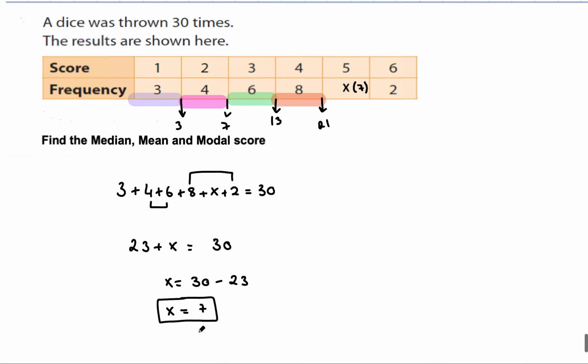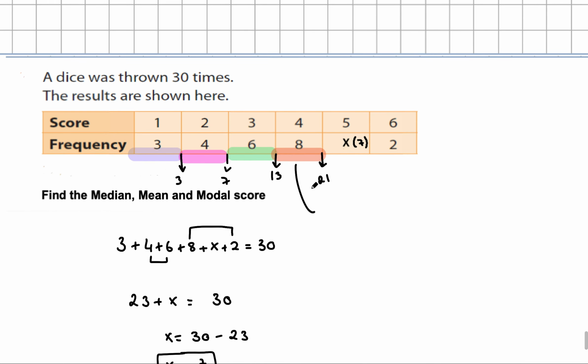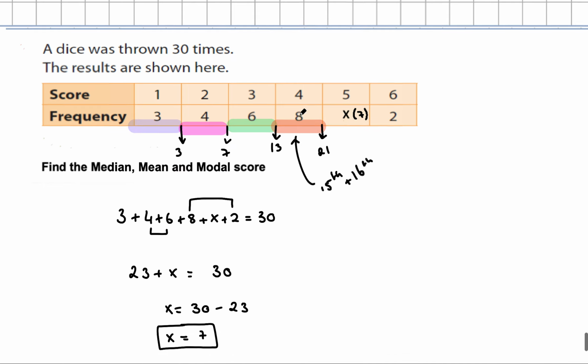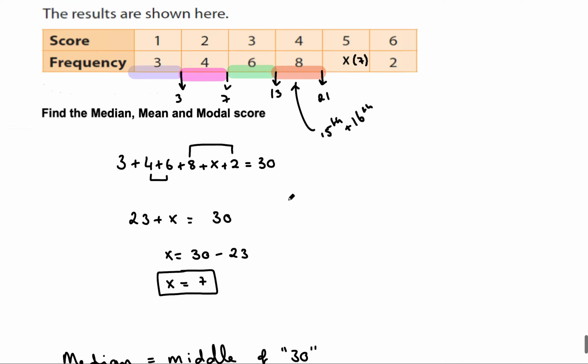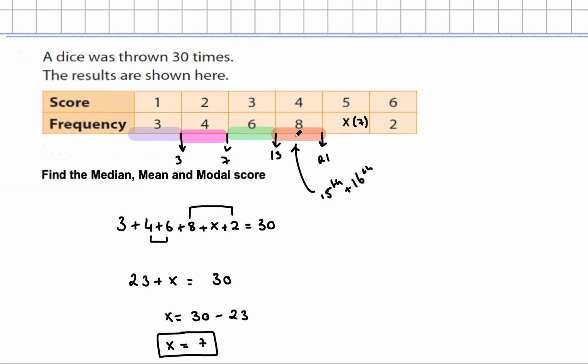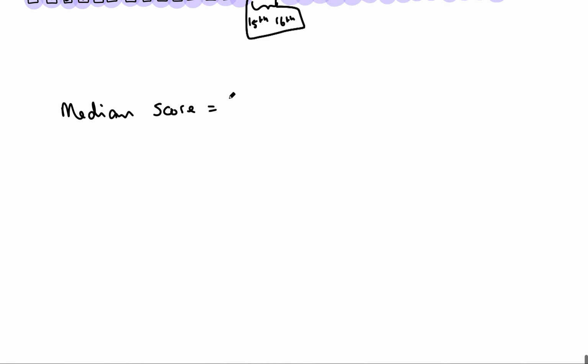So that means that the 15th and the 16th terms, or the outcomes, they lie in that box. Because I've already counted 3, 7, 13. So the 15th and the 16th appear in this box here. And that is when the score was 4. So I can tell then that the median score, which is the middle score, if I was to list them all, is between 15 and 16, and I check in my frequency table where was 15 and 16. It was in this box here, and that was when the score was 4.